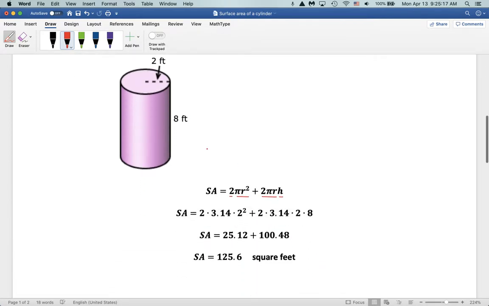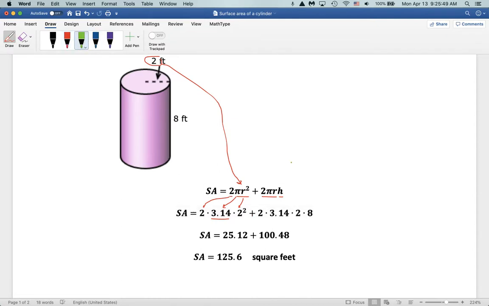So first thing is I keep this 2, because I have two circles. My pi here is 3.14, and then my radius is 2. So I put a 2 in for r, and I'm going to square it. When I do the 2 squared, that gives me 4, times this 2 is 8, times 3.14 is 25.12. Make sure you do all this multiplication before you do the addition.